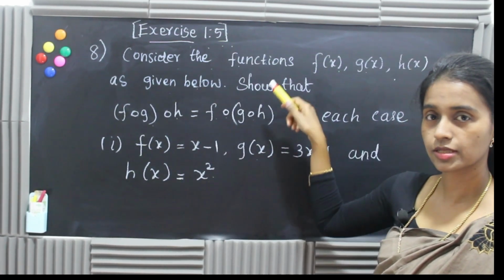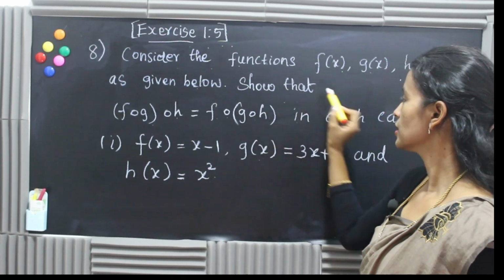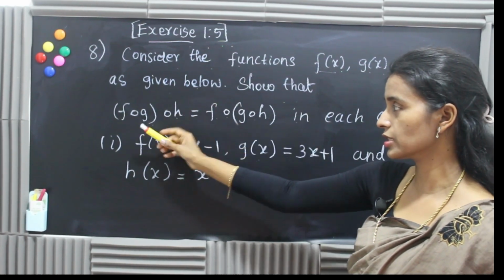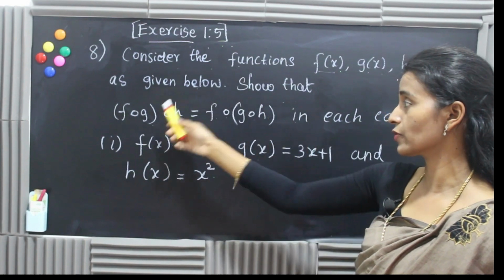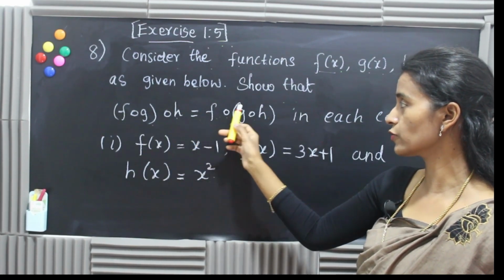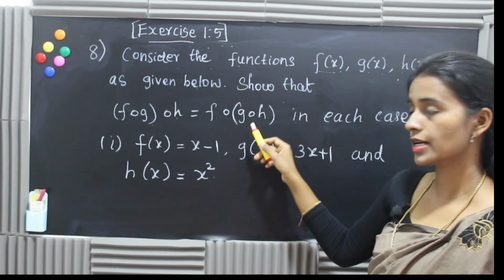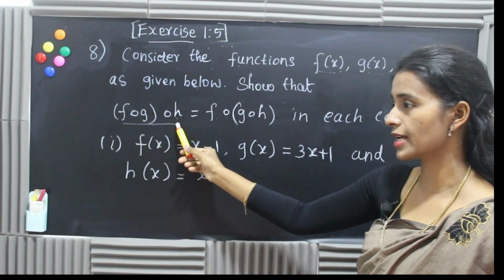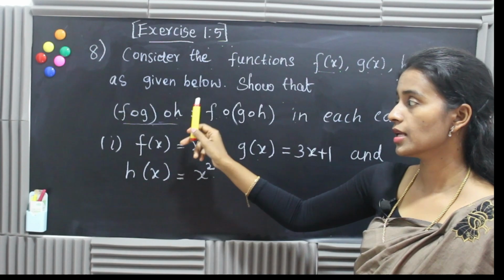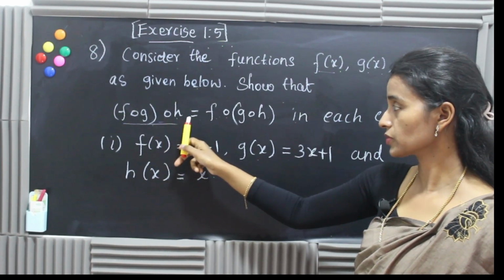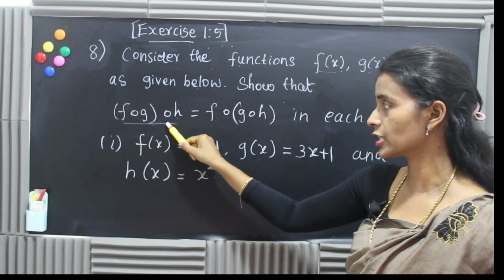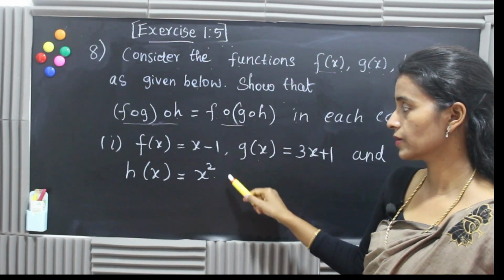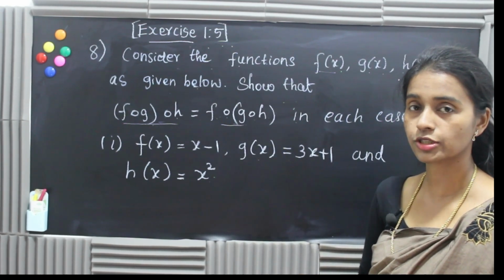This is the question. What is given in the question? f of x, g of x and h of x. What had been asked in the question? We need to show that f of g of h equals f of g of h. For that, we should simplify this first. This is LHS. LHS is nothing but left hand side. So, first we'll be solving this LHS and then we'll be solving RHS. So, now we are getting into the solution.